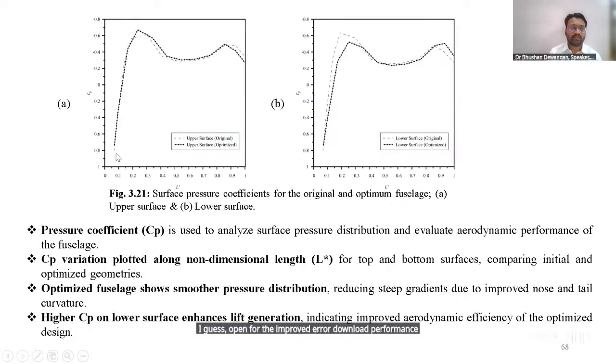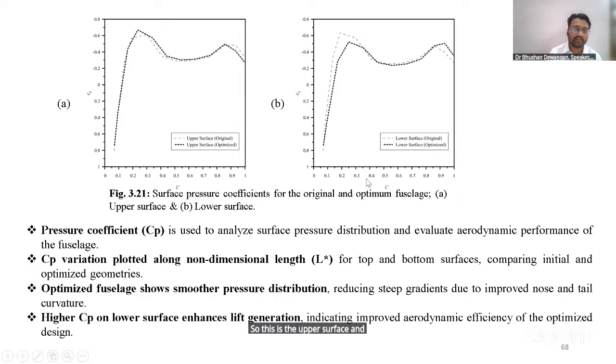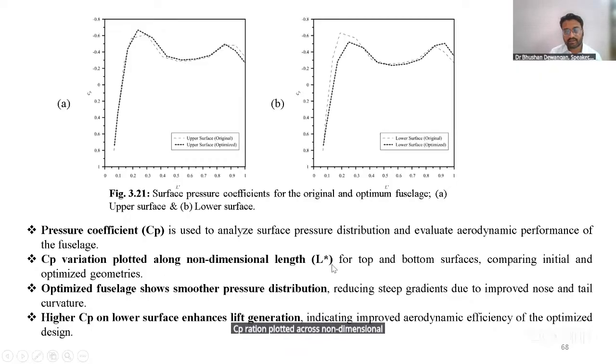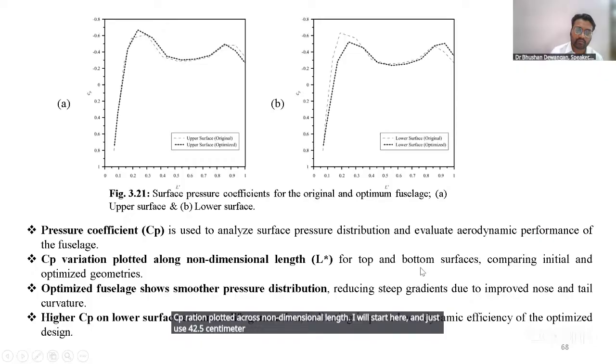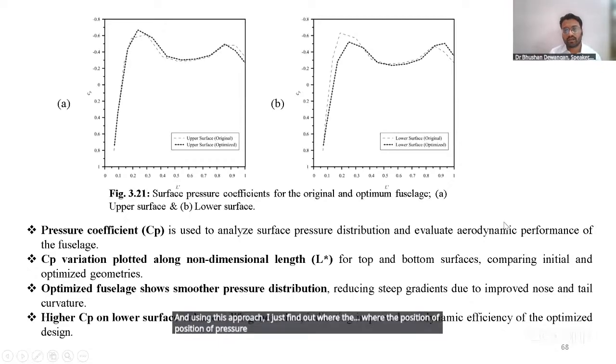So this is the final result I will show you. This is the original and the optimum fuselage, with the upper surface and the lower surface. We compared them and found the CP variation plotted against the non-dimensional length L star. Here L star is 42.5 centimeters, for both the top and bottom surfaces, and using this approach I found where the coefficient of pressure is higher. I compared them like that.